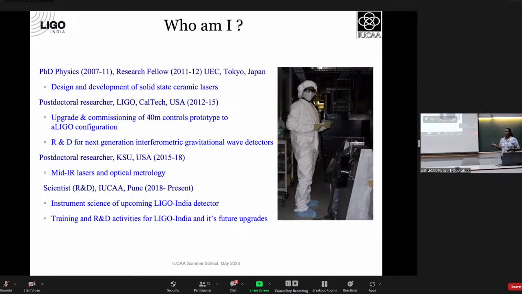And now we've started doing a lot of training and R&D because we're going to have a detector for ourselves. We'll have a detector that's similar to the one in the US, but then we have to do our own upgrades and think about the future. When you build a mega project, you cannot just have a science run and then let it go. So you have to think more forward, which the LIGO collaboration has done for its own detectors in the past.